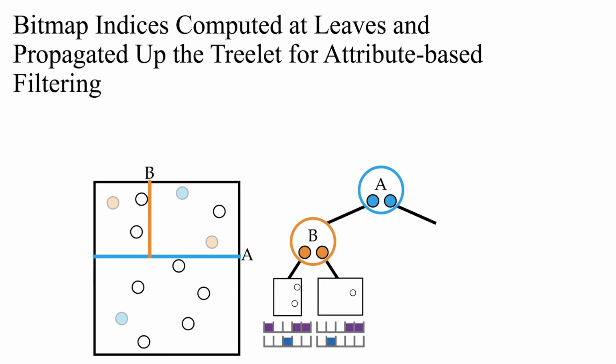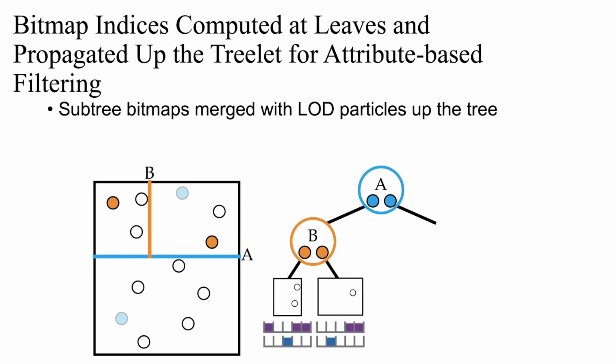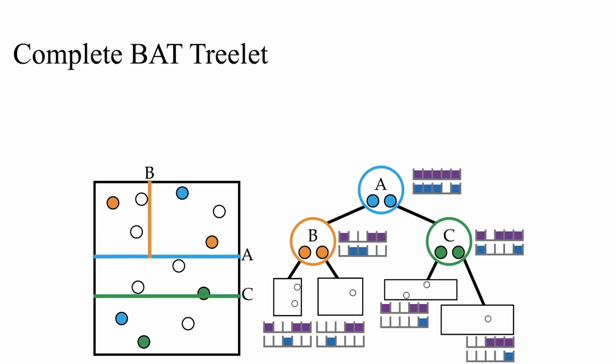After making a leaf, the bitmap indices for the attributes of the leaf's particles are computed to compute the bitmap indices of the leaf node, and then are propagated back up the tree, merging with the level of detail particles to compute the bitmap indices for the inner nodes. The same process is repeated for C down the right subtree to compute the entire treelet.